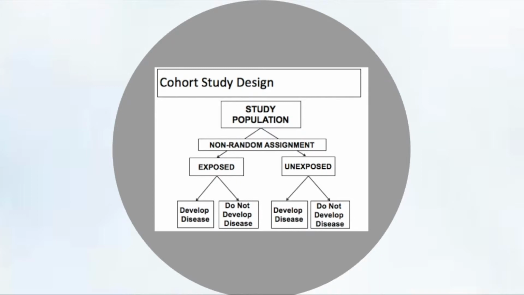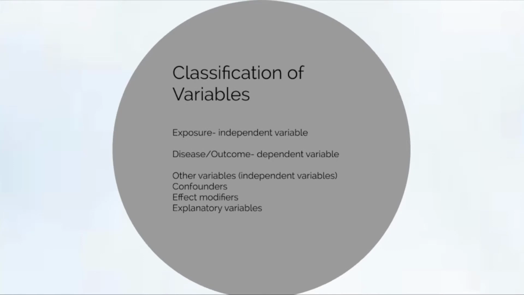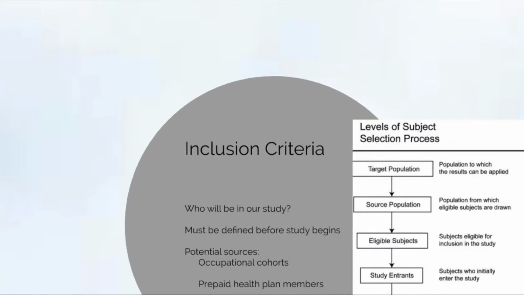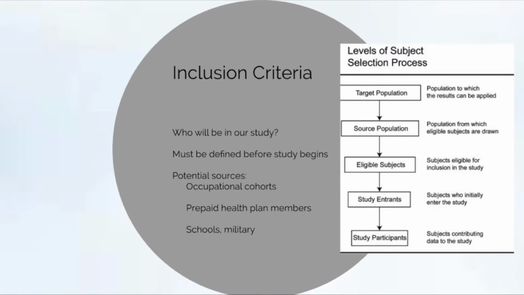This slide just explains a cohort study design. You have a study population which is non-randomly assigned to either exposed or unexposed. You then follow them in time to see who develops the disease and who does not develop disease. For the classification of variables, we have exposure, the independent variable, the disease or outcome, the dependent variable, and other variables such as confounders, effect modifiers, and explanatory variables. These can all interfere with the exposure-outcome relationship.